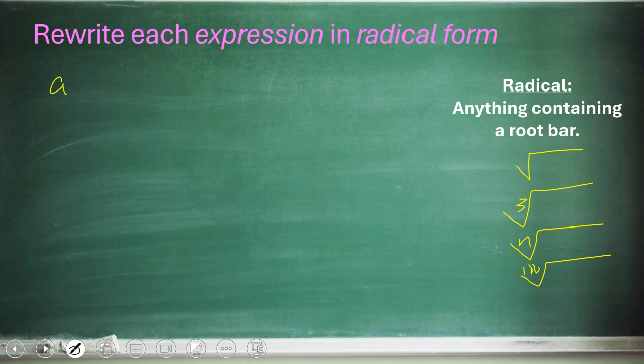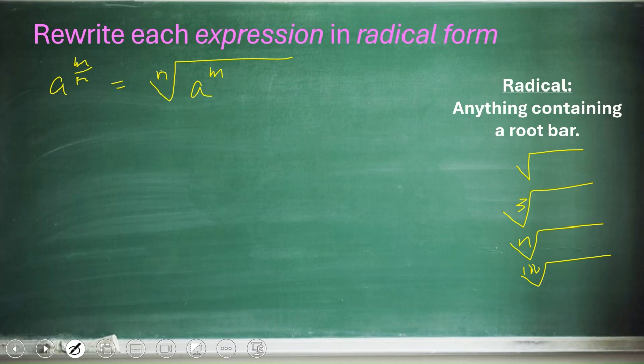So let's start with this. A to the power of m over n. All right, here is the rule for converting bases with fractional exponents into radical form. The denominator of our fraction always goes in the check mark. In this case, it's the n. Underneath the root bar goes our base, and our base is raised to the numerator of our exponent. That's that every single time.